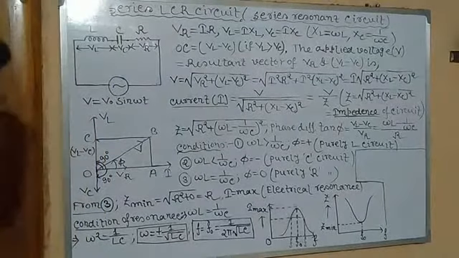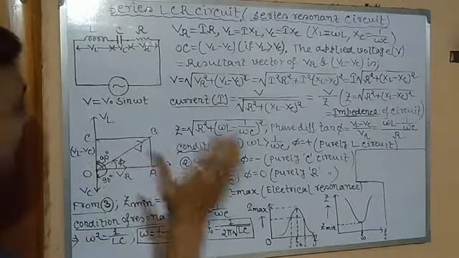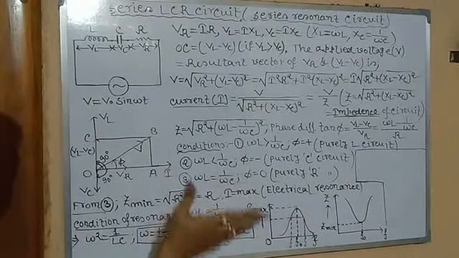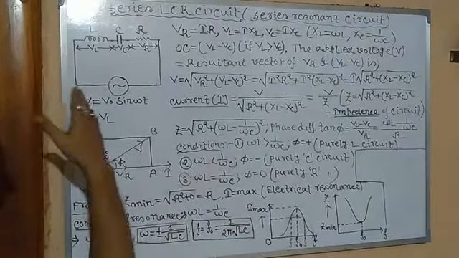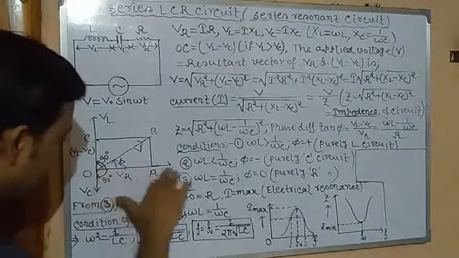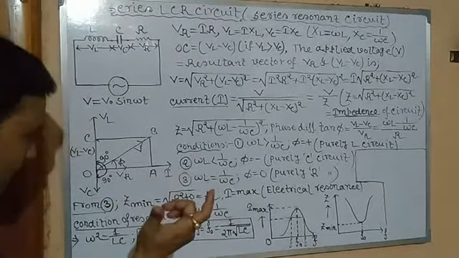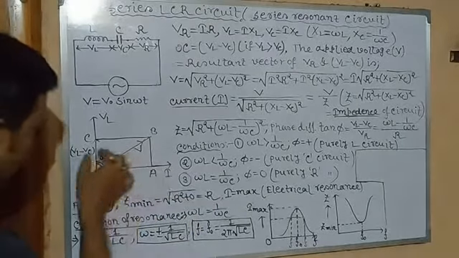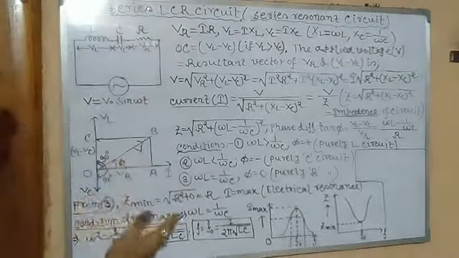In case of an inductive circuit, voltage leads the current by 90 degrees. Voltage is ahead, current lags by 90 degrees. So this is the phasor, isn't it? The VR, I, VL, VC, all these are rotating vectors, so these are called phasors.